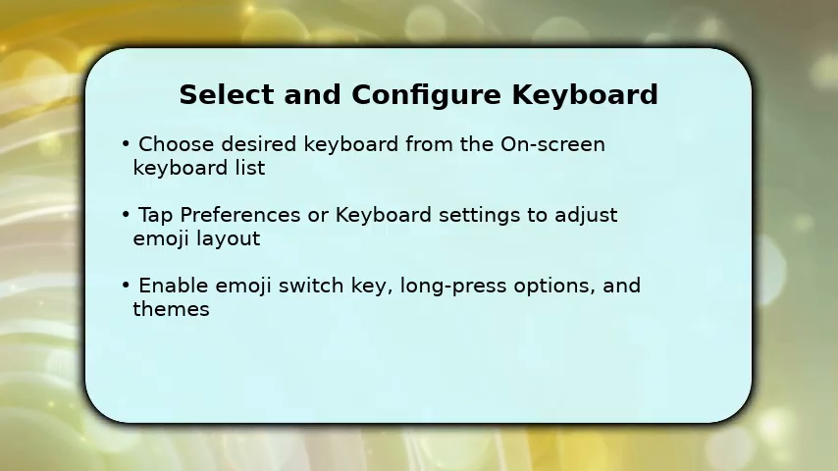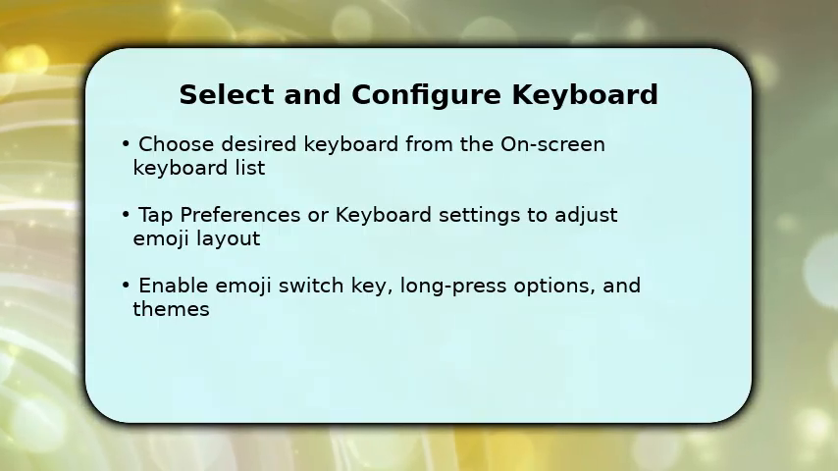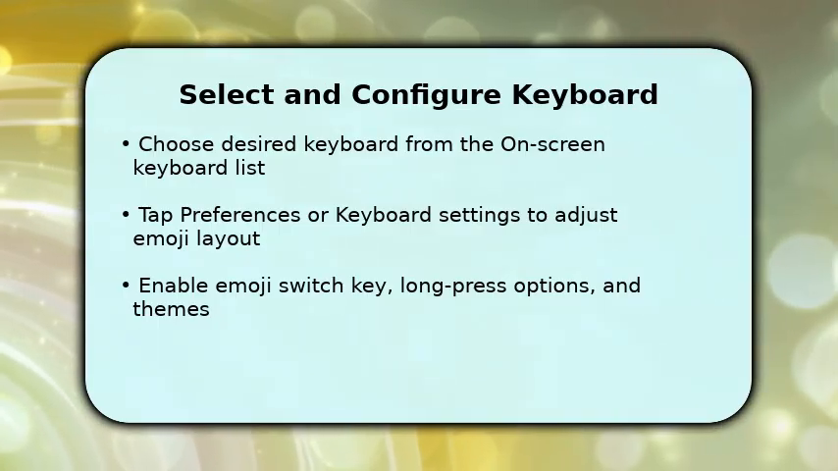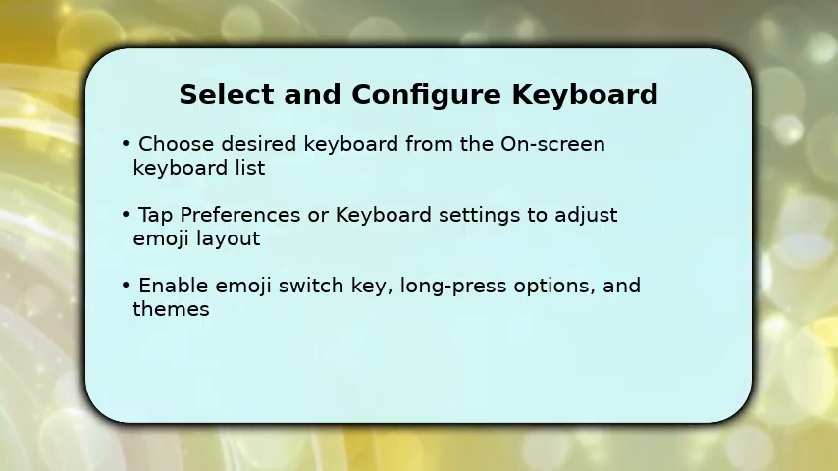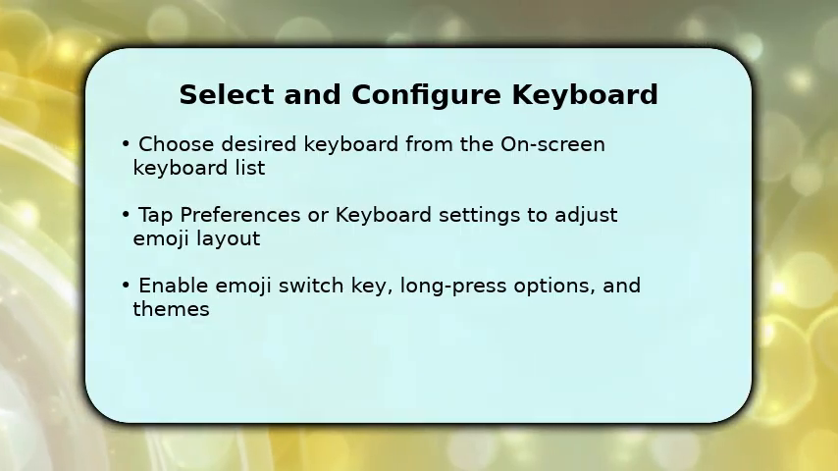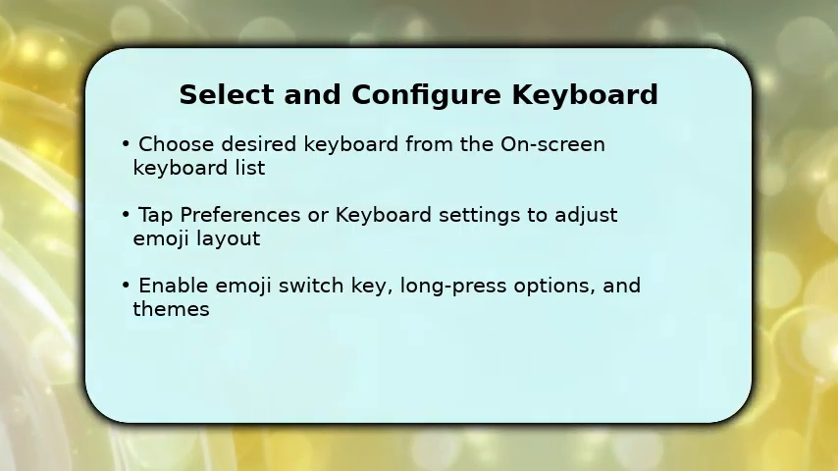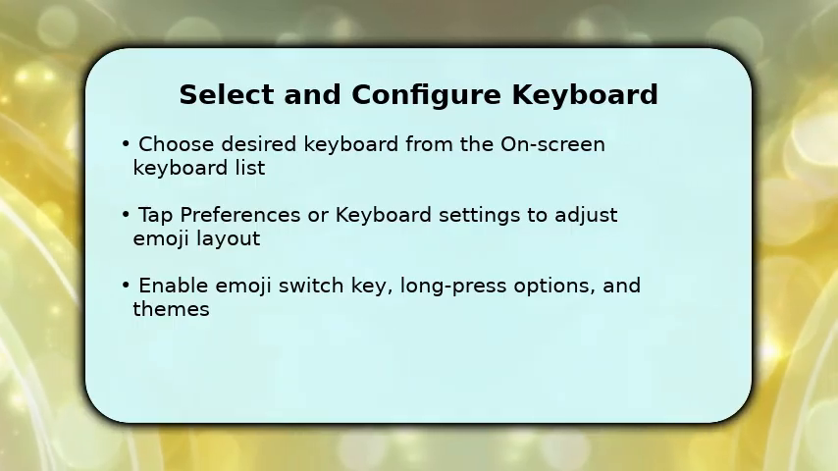Once done, look for Preferences or Keyboard Settings and enable the emoji switch key or long press for emojis. Make sure emoji suggestions and emoji variants are turned on if available, and adjust layout or theme so the emoji key appears where you expect it. These steps change how quickly you can access emoji and whether you see skin tones or recently used ones.